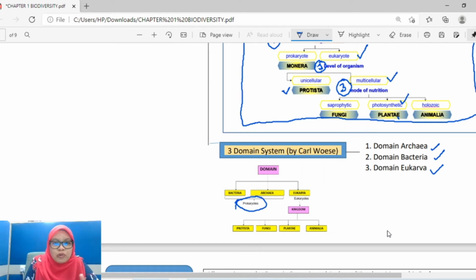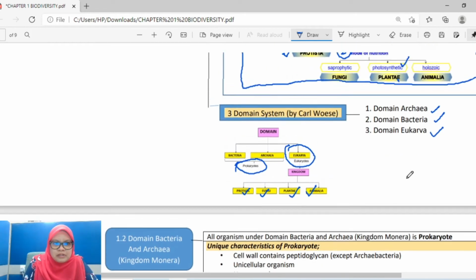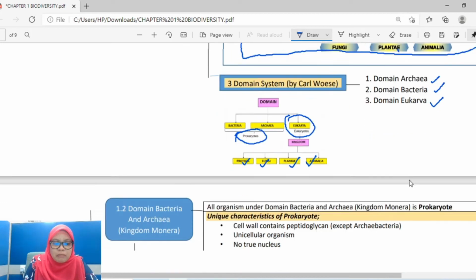So eukaryote organisms may be grouped under domain Eukarya. Under this domain Eukarya, there are 4 kingdoms, which are kingdom Protista, Fungi, Plantae, Animalia. Okay. So that settles subtopic 1.1.